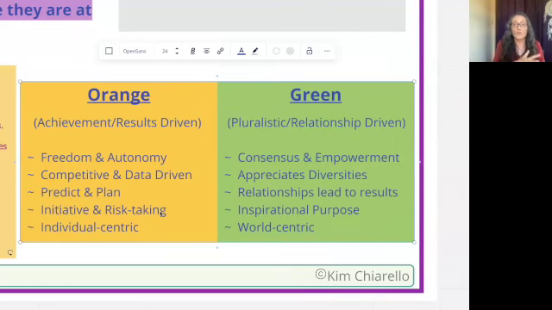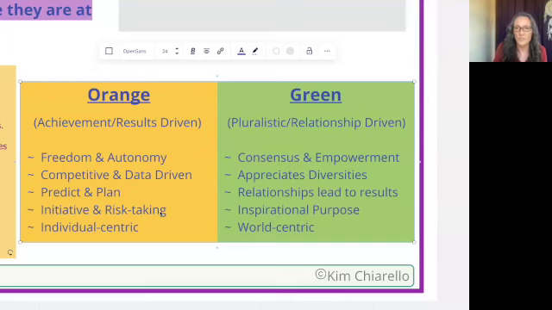And when we go to green, which is the next stage, green incorporates all the healthy, hopefully healthy and positive parts of orange into them. So they care about those things as well. And their main focus, the thing they value the most, like we talk about in Agile, is that they're pluralistic and relationship driven. What does that look like? They're focused on consensus and empowerment. They're appreciating diversities of all kinds, whether it's culture, religion, gender, you name it.